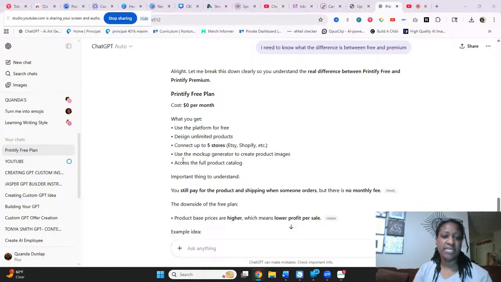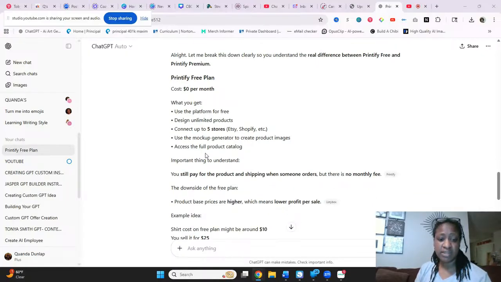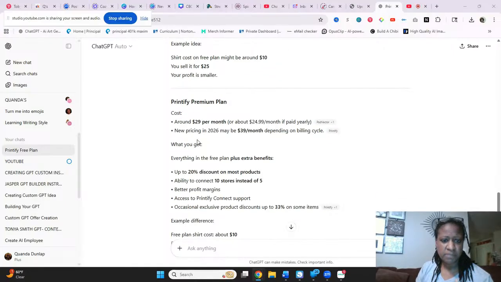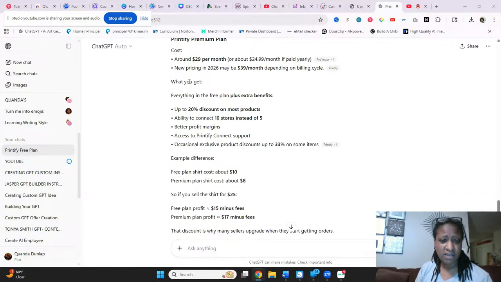Okay, it says, all right, let me break this down clearly so you understand the real difference between Printify Free and Printify Premium. Printify Free is $0. And I think it low-key answered that up there. Printify Premium is, look, $39. I told you it went up, because that's what I'm paying. Everything in the free plan plus extra benefits. So the benefits of going from free to premium is you get up to a 20% discount on most products.